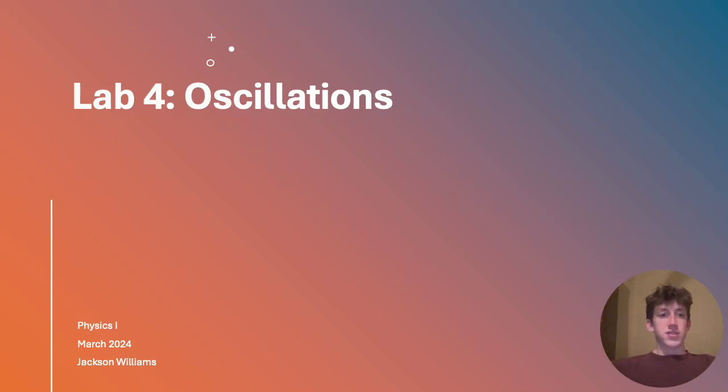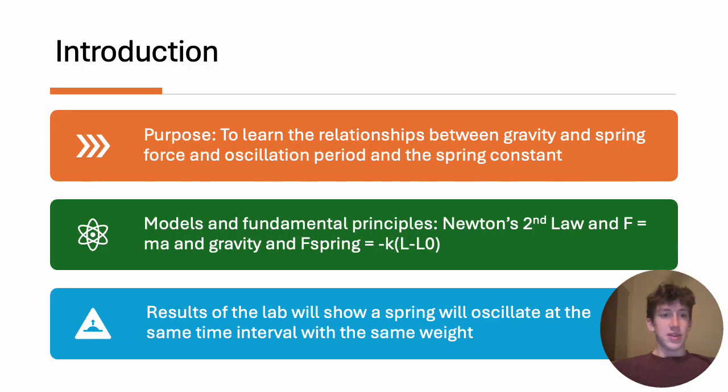This is Physics 2211, Lab 4, Oscillations. The purpose of the lab was to learn about the relationships between gravity and spring force in the oscillation period of a spring based on the mass and the spring constant.